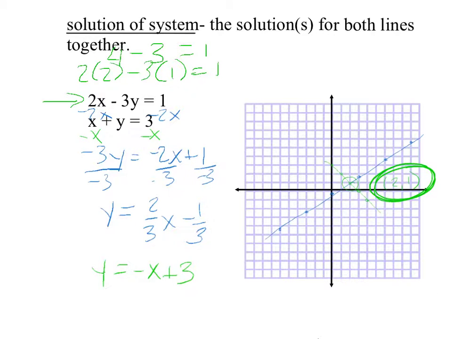It works. And then if I go in the other one, I'm plugging in 2 for x, so now I'm going into this one, plugging in 2 for x plus 1 for y equals 3. And that's true, 2 plus 1 is 3. And that's the only point that's going to work for both of them. So my answer is 2 comma 1.